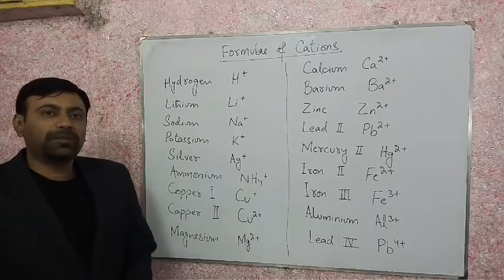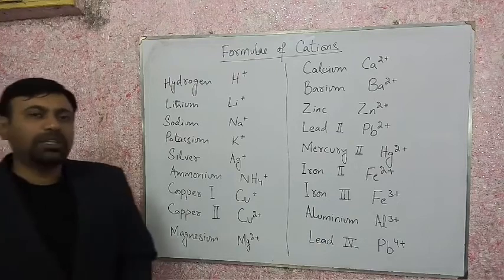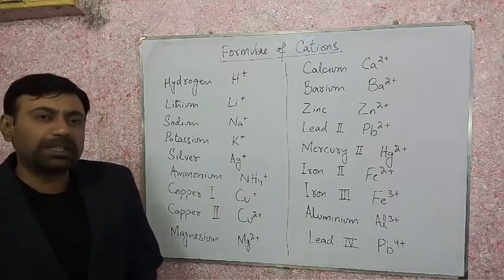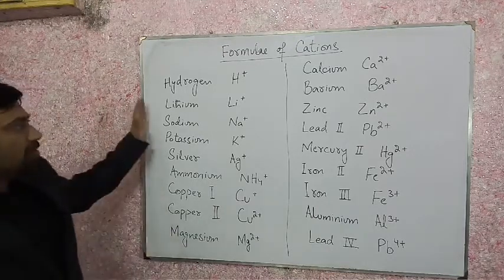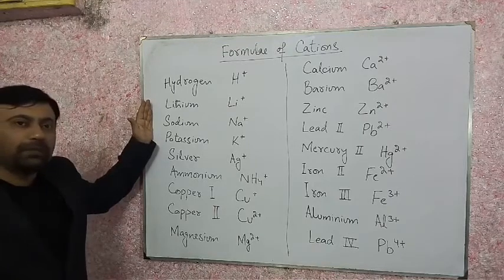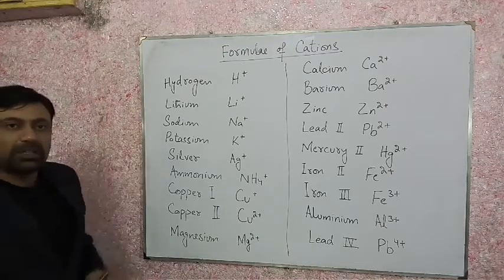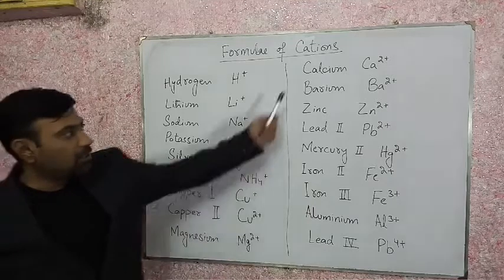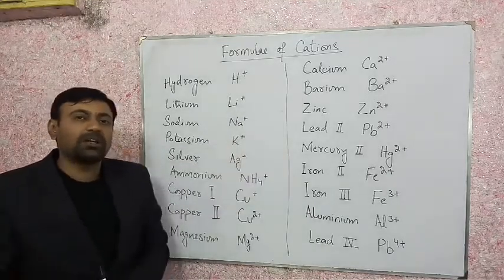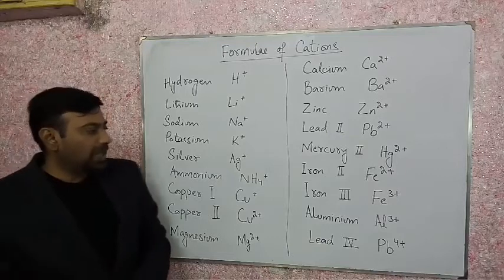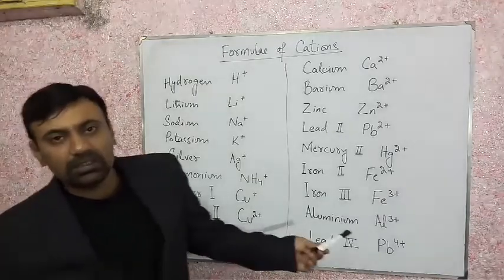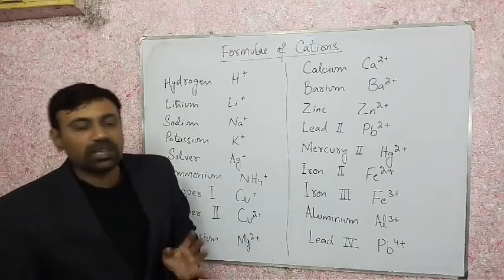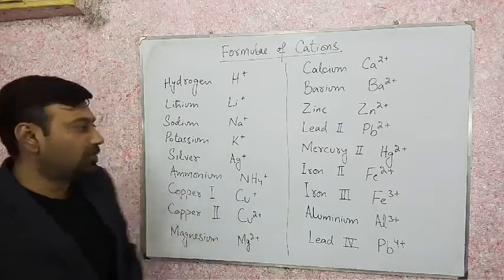Here are the formulae of some commonly used cations, and the charges on most of them are pretty easy to predict. For example, the charges on the group 1 elements such as lithium, sodium and potassium here, their charge is always +1. Similarly, group 2 elements like magnesium, calcium and barium here, their charges are always +2. And group 3 elements such as aluminium here in this series, they have a charge of +3 always. Their charge never changes. They always have a fixed charge whenever they are in their ionic forms.